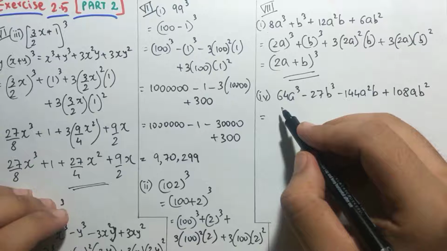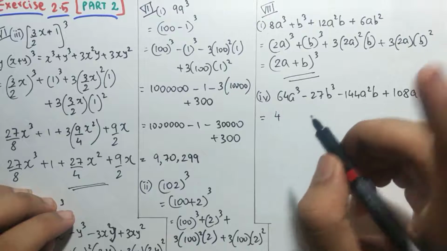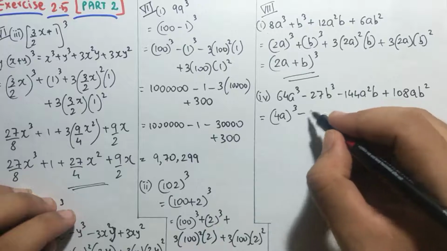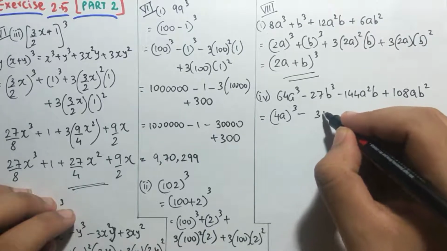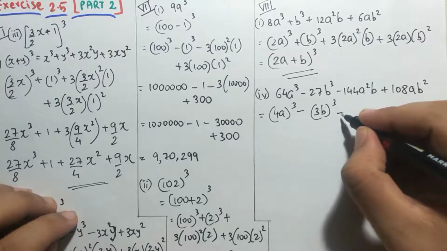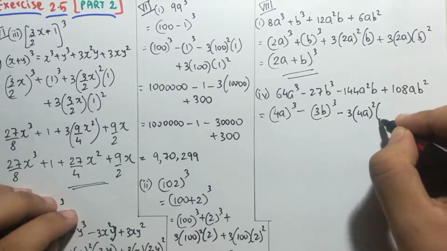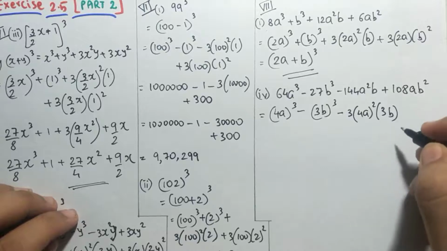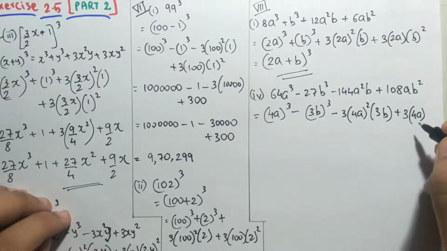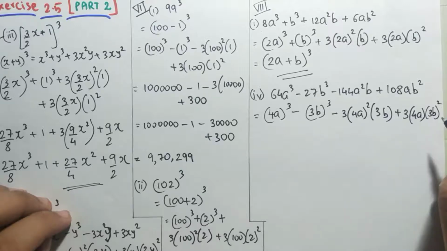How to find the cube root of 64? Do prime factorization. You will get 4. We have to find the cube root, not the square root. So 4a the whole cube minus 27 is a cube of 3, so this is a cube of 3b whole cube. Neglect the last 2 terms. Just write minus 3 multiplied by square of first term, that is 4a square, into second term, that is 3b, plus 3 multiplied by first term as it is, that is 4a, multiplied by square of second term, that is 3b square.